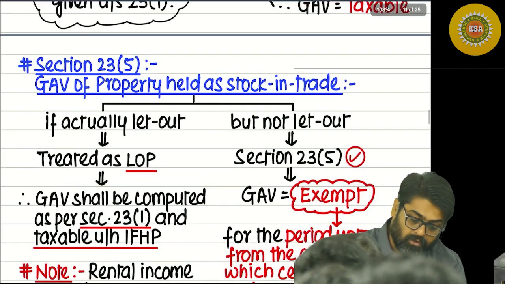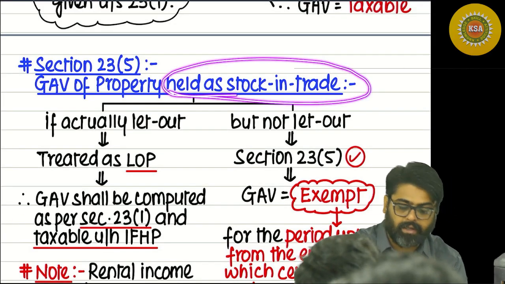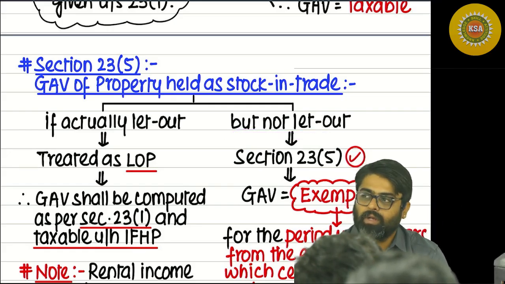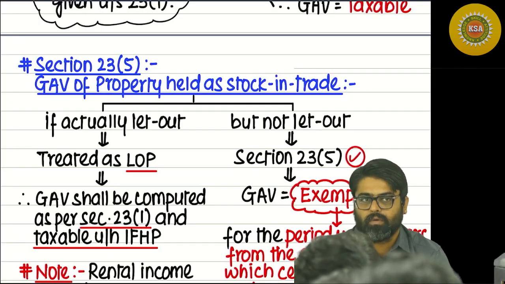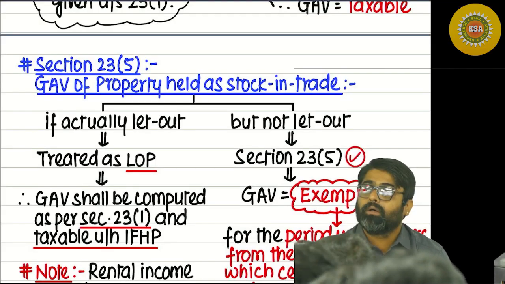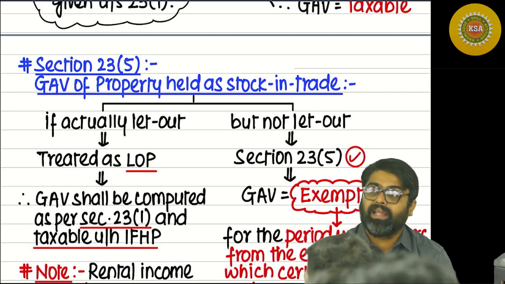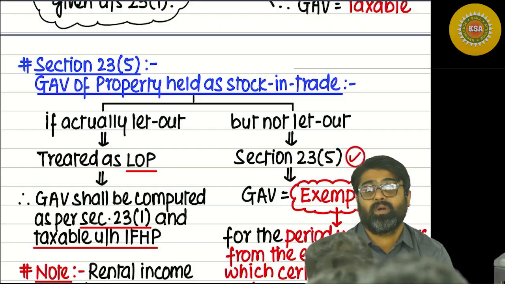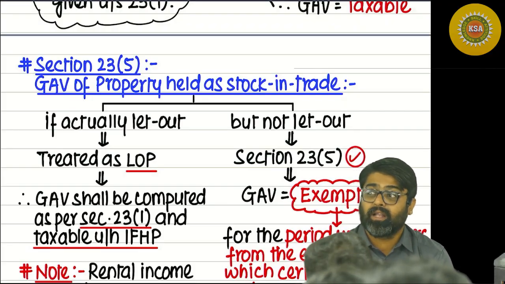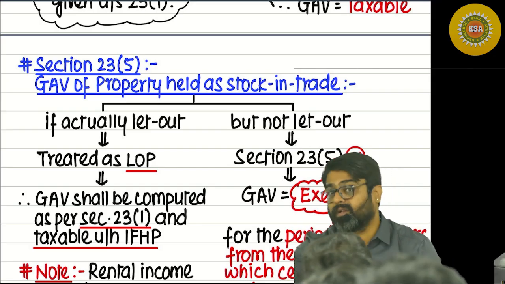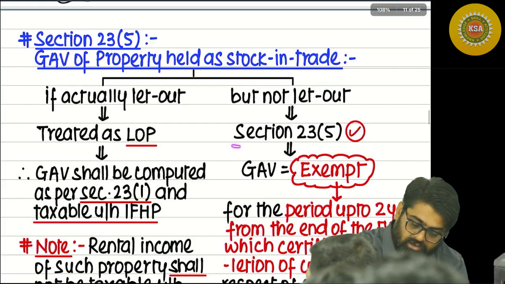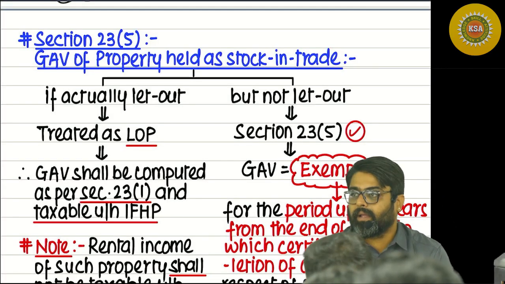Now sometimes what happens is that you are holding the property as stock in trade, but you are not actually letting it out. Did you actually let out the property? No. So here, even if the property has rent earning capacity, and can earn rent, are you exploiting that capacity and earning the rent? So the government says that section 23(5) will be applicable.